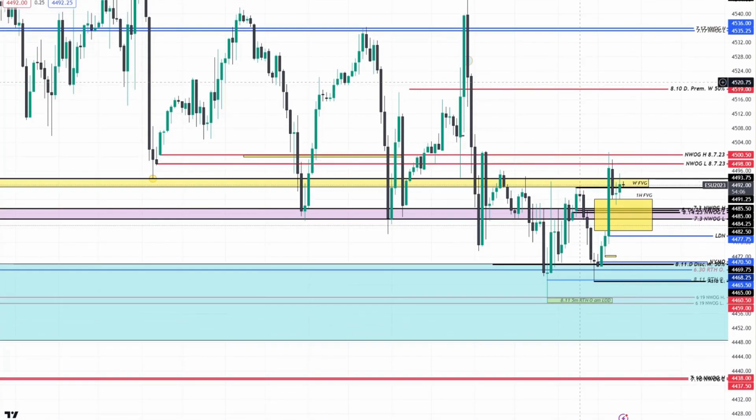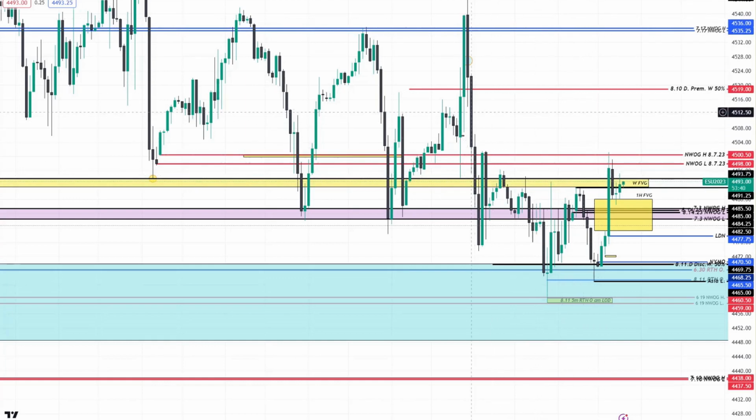And what's above that is, again, that CPI number from the 10th of August, high of day. And that happened right at the silver bullet AM, and that comes in at 44.75. I don't see that necessarily happening on Monday, considering the range we've already got.